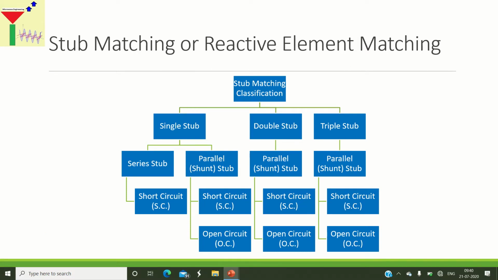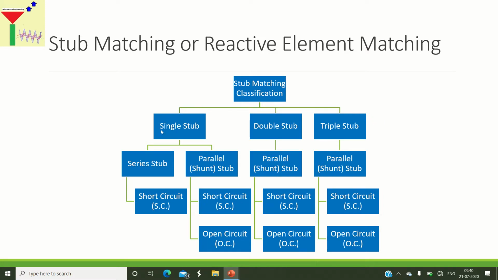Now, next we want to classify what the different types of stubs available are and what their sub-classifications are. So in general, the classification of a stub matching circuit has three different parts, or three different configurations, you can say. We can make use of a single stub, or we can make use of two stubs, which we normally call a double stub. Okay. And we can make use of three stubs, which we call a triple stub. Okay. So please remember, each has its drawbacks. So that's why the other types of configurations are designed.